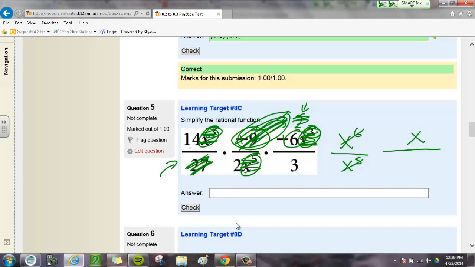Okay, oh, look at this 2. That 2 cancels out this 2 right here, so that's gone. And then we took care of the 6 right there earlier. So really what I have is 14 divided by 3. I don't think 14 and 3 cancel each other out anyway, so I got 14x over 3.